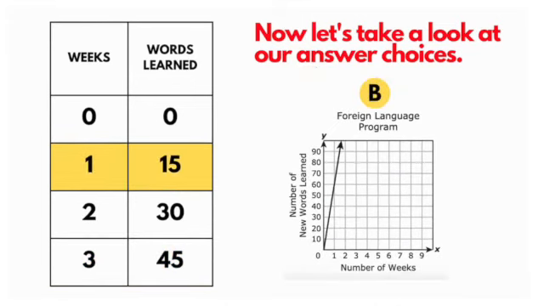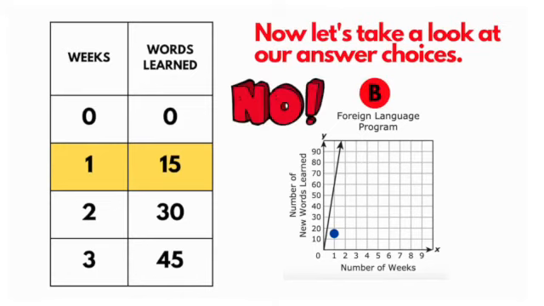But let's look at the other answer choices. And let's go with B, 1, 15. Let's put that dot on there. You see how 1, 15 doesn't hit on that linear relationship. So that one does not work because if it's going to be a linear relationship, it has to land on that line.